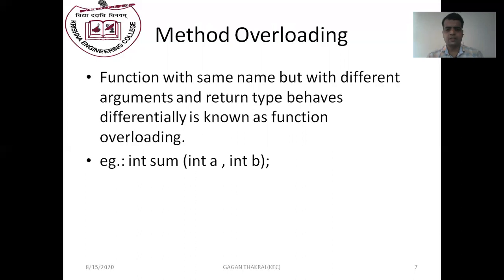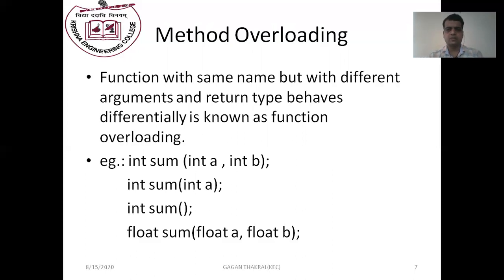For example, we define a function sum with two integer arguments and return type integer. Then again we define the function sum with a single integer argument, and again we define it without any argument, and again we define it with two float arguments. So these functions behave differently in this program. First, the function performs the sum of two integer numbers. The second function performs the sum with one integer number, the third function does not accept any argument, and the fourth one performs the sum of two float values.